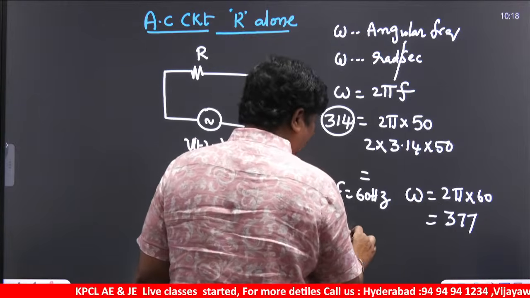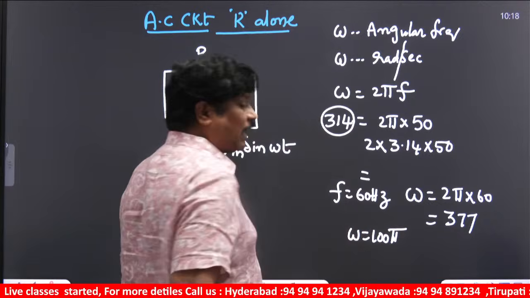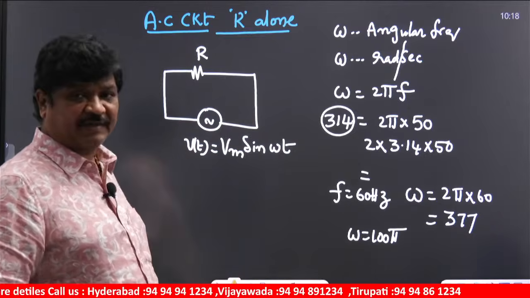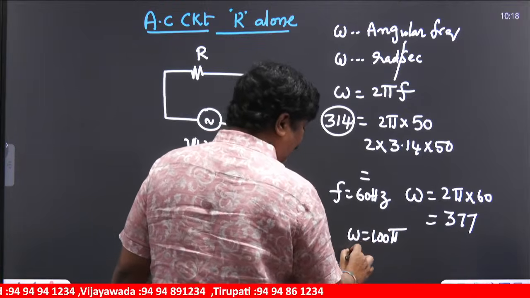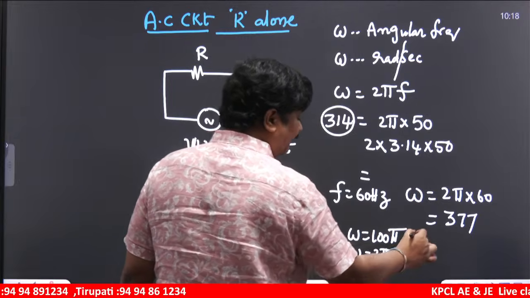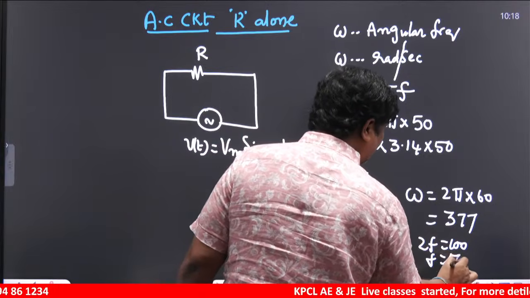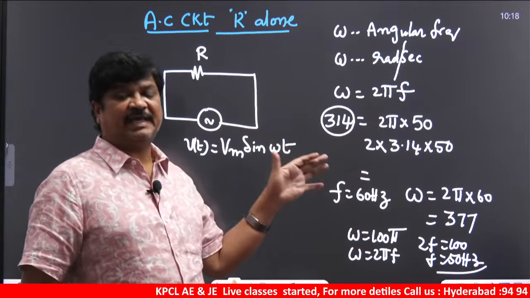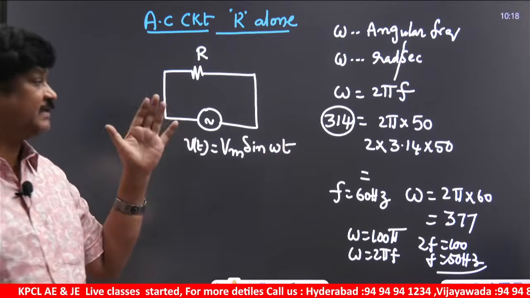Suppose omega is equal to 100 pi. What is the frequency F? Actually, the omega formula is 2 pi F. Pi is already given, so 2F is equal to 100, and F is equal to 50 hertz. Like that, we require the relation between omega and frequency F.